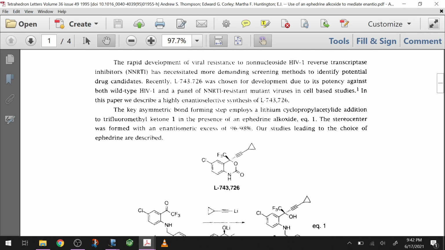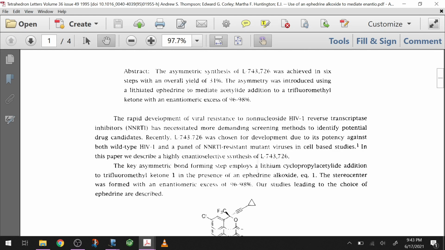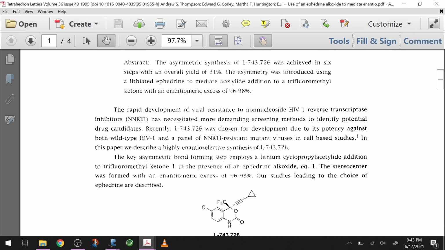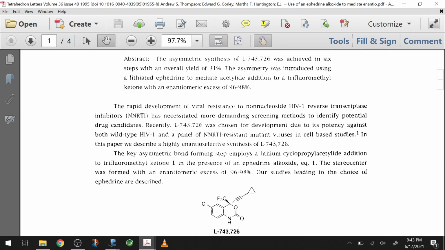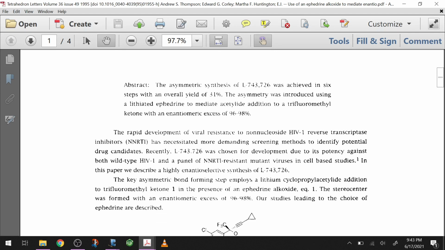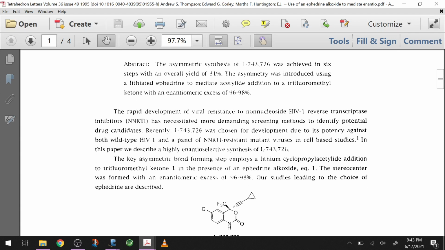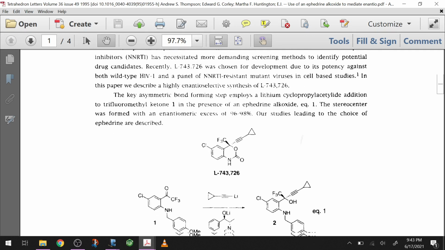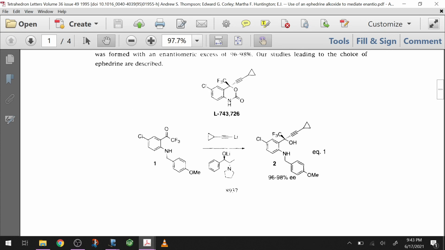So if we scroll down a little bit, you can also tell this is bad PDF scanning circa 1995, because PDFs existed, the internet barely existed, so PDFs that were out there aren't great. And this is an example of one that I pulled down from Science Direct from our library. It's barely readable, but the structures are still intelligible here. So you can see this is the actual drug before it had a name. It was L743-726.